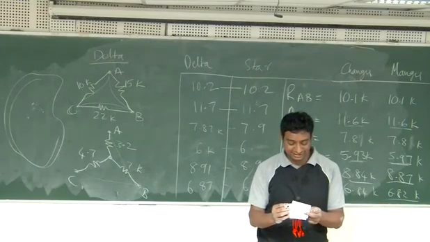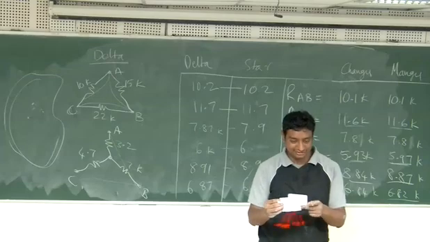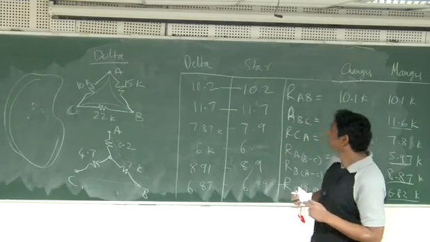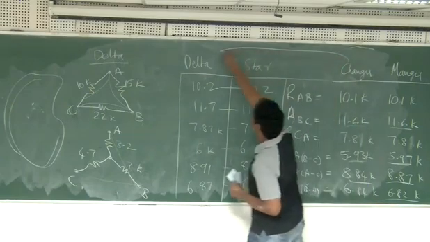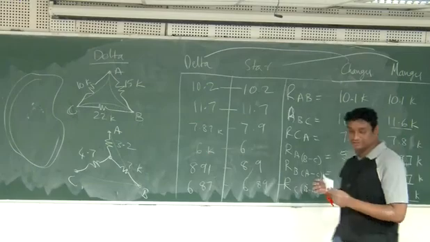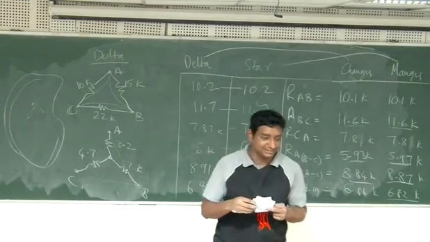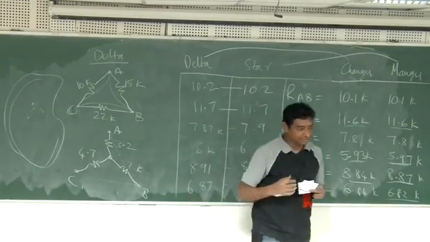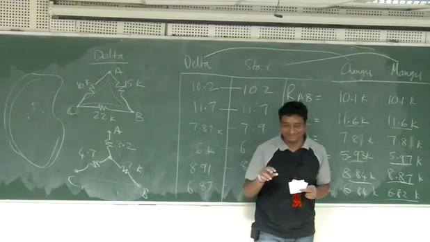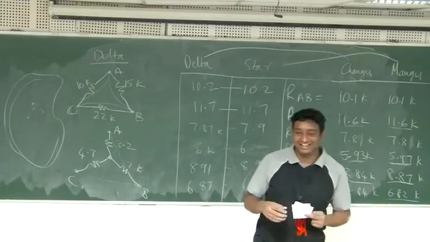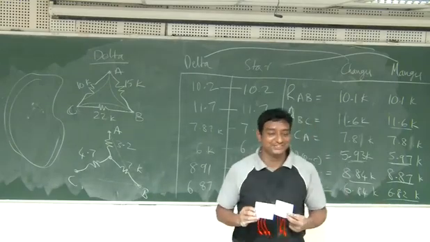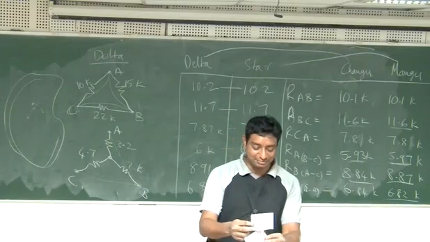So let's take a guess. Which one is star, which one is delta? Okay. So let's check. If you are correct, then I'll give you a difficult question paper. If you are wrong, I'll give you a very difficult question paper. So let's see if you are correct. So I'm opening this.